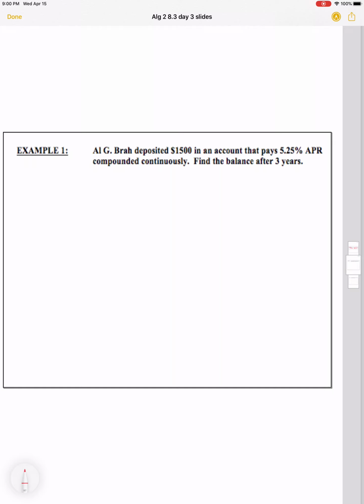All right, so example 1. If Algebra deposited $1,500 in an account that pays 5.25% annual interest and it's compounded continuously. Continuously means we have to use e. And we want to find the balance after 3 years. So we know the equation is A equals P times e to the RT power. Okay, we know that because it says continuously.